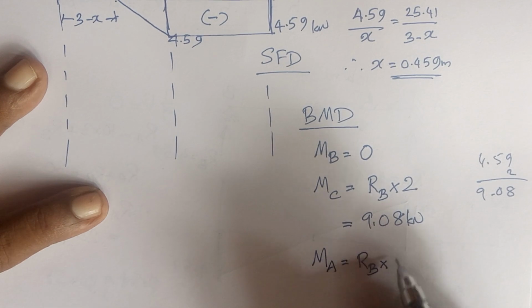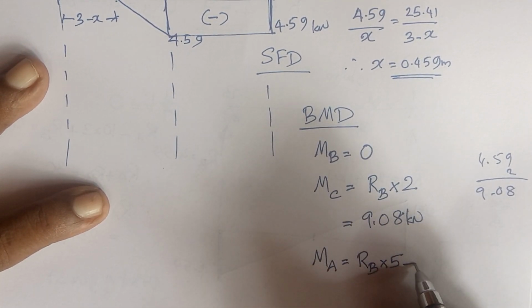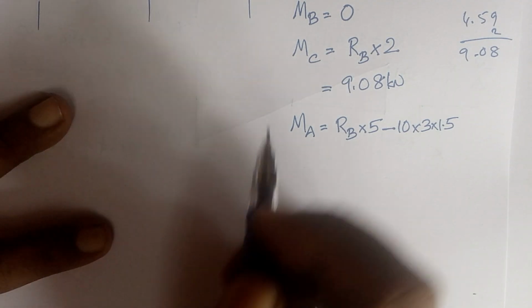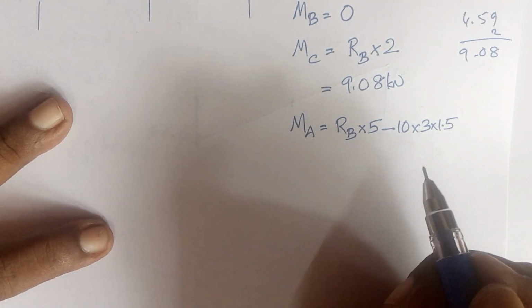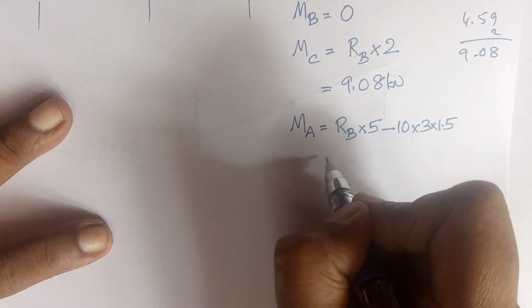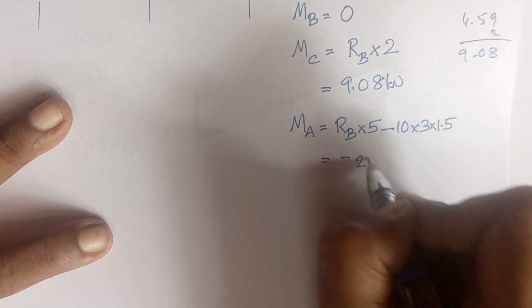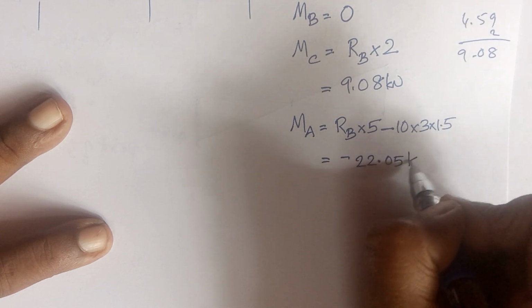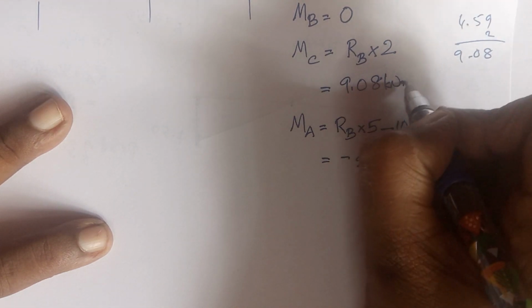Then the moment at A, MA, is equal to RB into 5 minus 10 into 3 into 1.5. So we'll get the bending moment at A as minus 22.05 kilonewton meter.